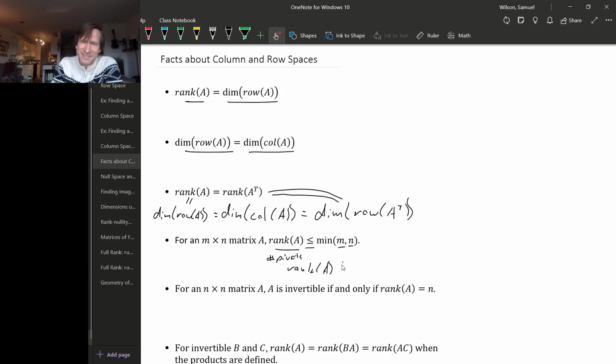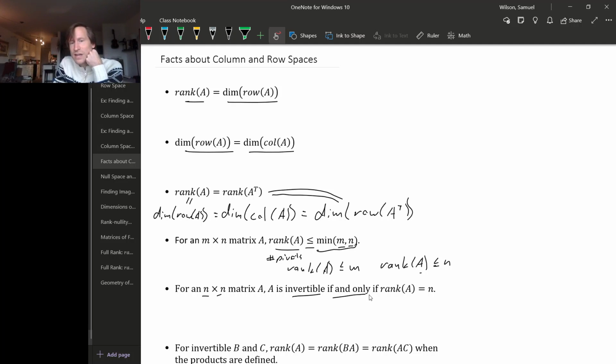So that means the rank of a matrix has to be less than or equal to m. Also, there can only be one pivot in each column, so you can't have more pivots than you have columns, so rank has to be less than or equal to n. That means the rank has to be less than or equal to the smaller of these two, which is what I mean by minimum here.